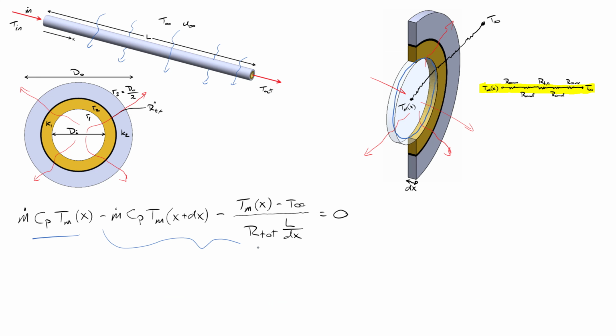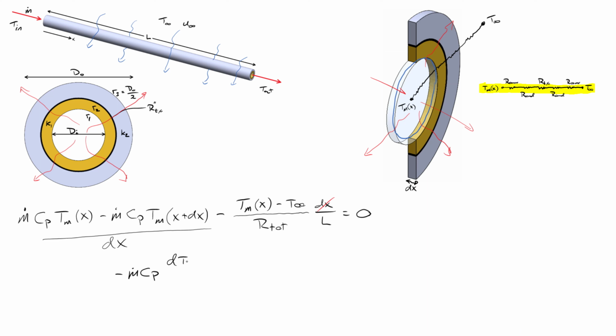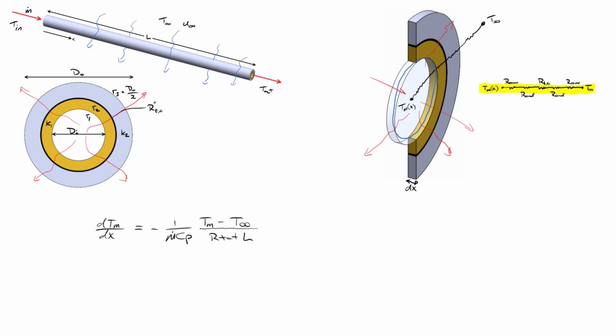So examining this equation, the rate at which energy is entering minus the rate at which energy is leaving is equal to 0 because it's at steady state. Simplifying the third term, we're left with this expression, and then we'll divide the equation by dx. When we take the limit as dx goes to 0, we're left with negative m dot Cp times the mean temperature derivative dTm dx. So this is what we're left with, and then we'll proceed to isolate the differential so that we can proceed with the integration.